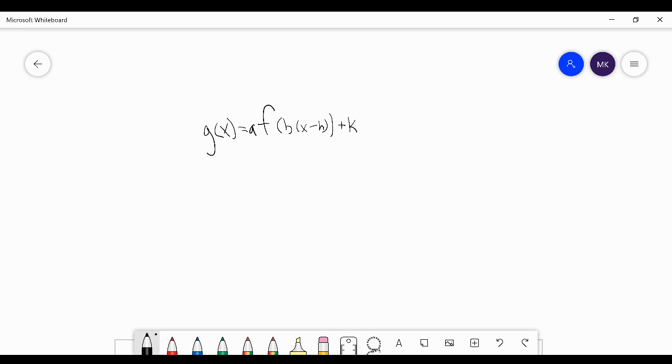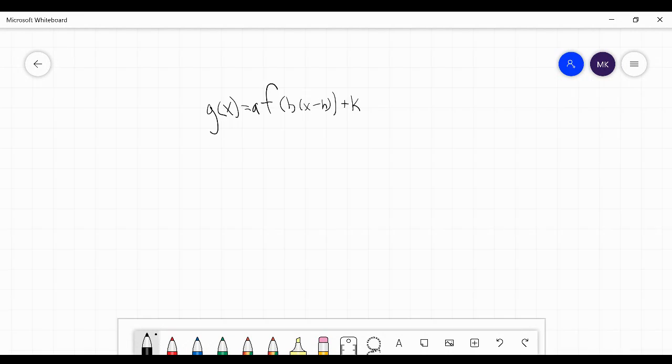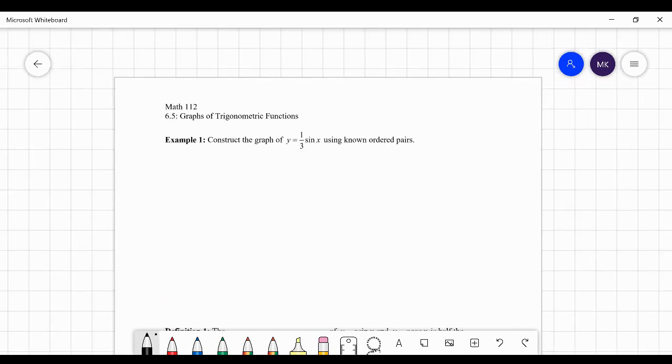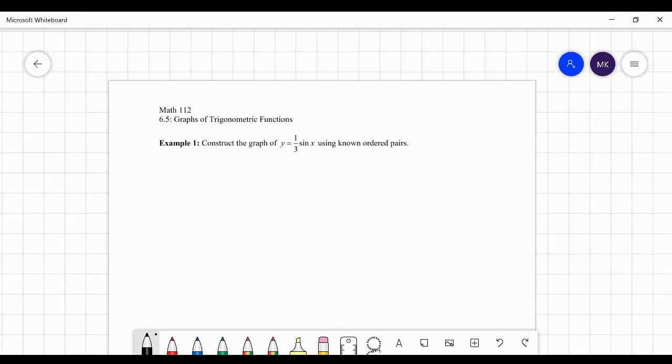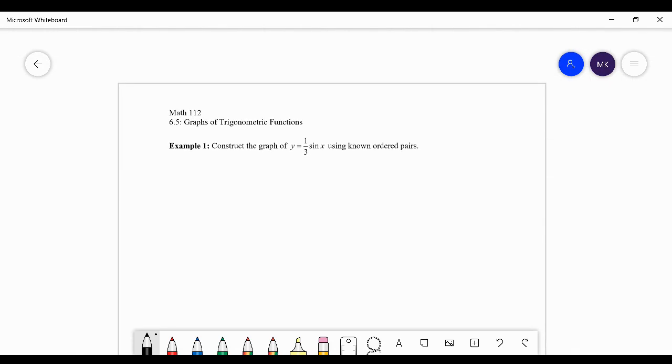Very similar ideas and concepts apply to trig functions. However, we talk about them a little differently. I want to get into how we can transform these trig functions, and how it can be used for some really cool problems. The first thing we want to talk about is constructing the graph of 1/3 sine x using known ordered pairs. Anytime we're graphing trig functions, we're always going to be in radians.